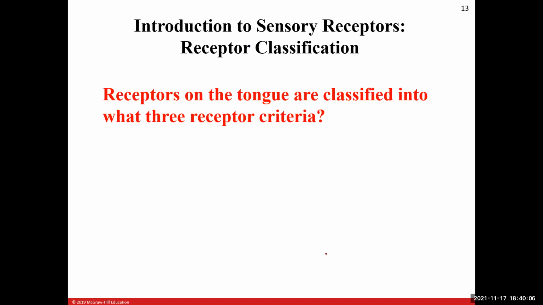So question for you. Receptors on the tongue are classified into what three receptor criteria? Your tongue has to do with taste. So in order for those receptors to be stimulated, we need to bring something in from the external environment. So we're going to imbibe a liquid or food. And so those types of receptors are going to be considered exterior receptors.